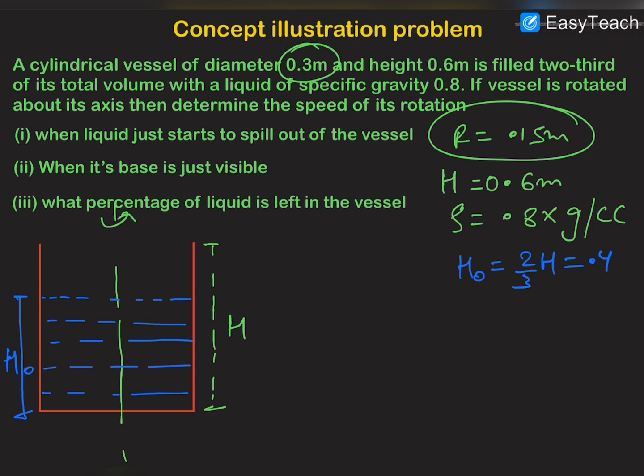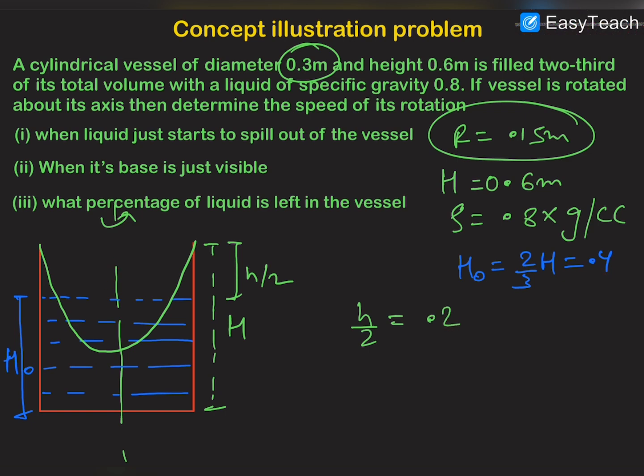So we would be deriving all the solutions in terms of variables, and at the last we would be substituting these values. So we have to find out the omega when liquid will start to spill out of the vessel. So let us see the first situation. When the liquid will start to spill out, the parabola or the surface would be like that. Okay, and this would be h by 2. So we can say that this h by 2 will be equal to the remaining height, and the remaining height is 0.6 minus 0.4, which is 0.2.